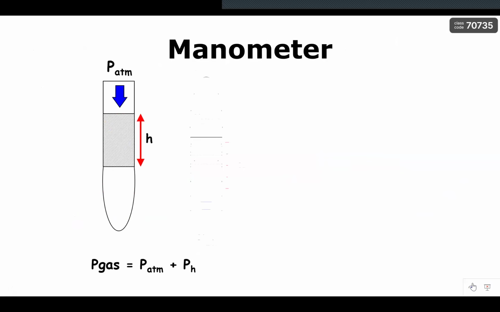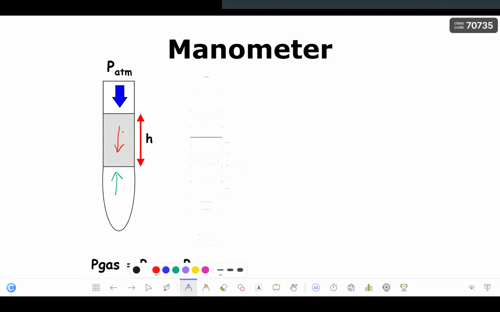Let me do a little bit of drawing. The gas pressure is acting upwards, but the weight of this liquid will be acting downwards, because gravity is pulling this liquid down. In order for this liquid to not move, all my upwards force must be equal to my downwards force. So the downwards force, atmospheric pressure plus the pressure caused by h, will be equivalent to the pressure caused by the gas over here.